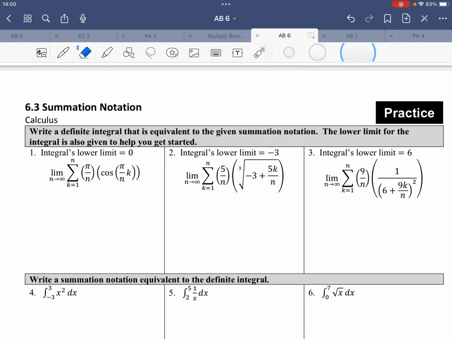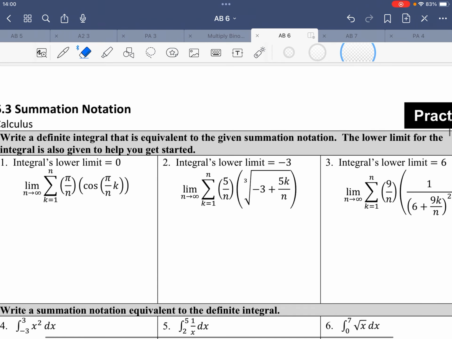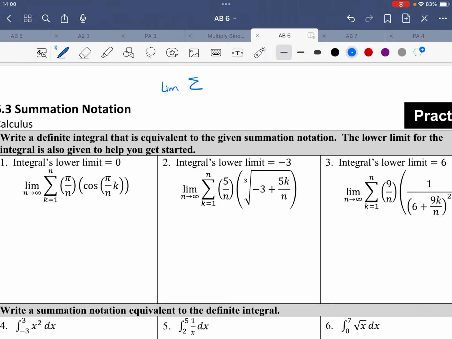Hello, this is the practice for 6.3, summation intuition. Before we start, what you need to know for this is the definition of the integral in terms of summation notation. There's going to be a limit and a summation, and then, for me, what I think of is the width of the interval of each tiny rectangle. So it's going to be b minus a over n, that's the width, and then the height.